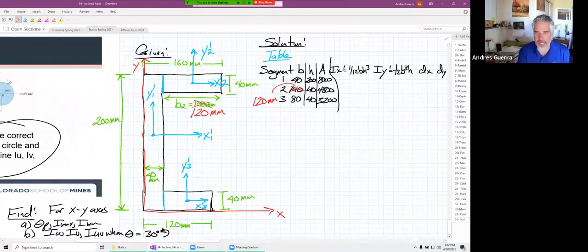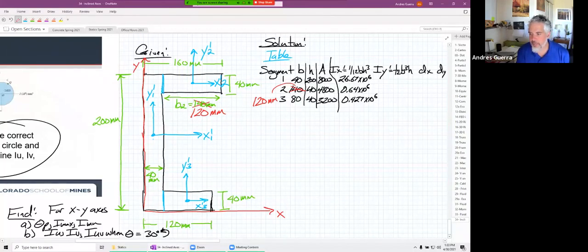Okay, and then we can plug in these numbers. We have B and H, and all we have to do is plug them into Ix prime, the 1/12 BH cubed equation. And so we actually get 26.67 times 10 to the 6th. For segment 1, we get 0.64 times 10 to the 6th. For segment 2, we get 0.427 times 10 to the 6th for segment 3.